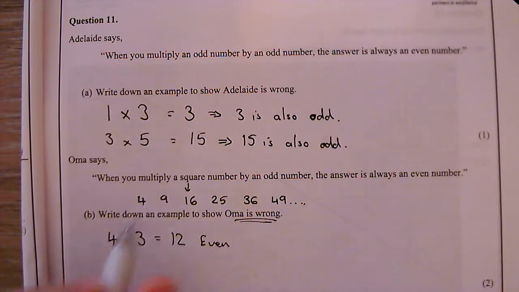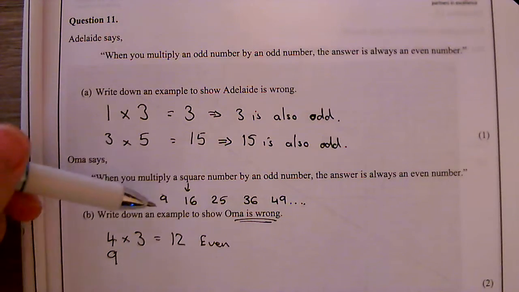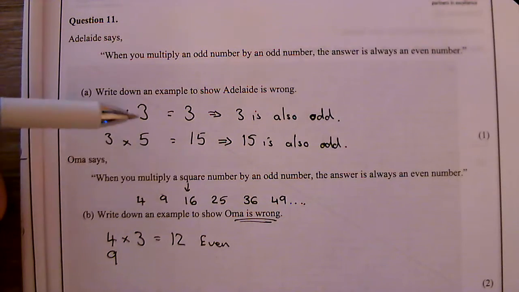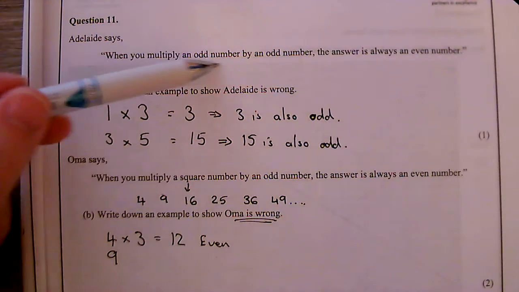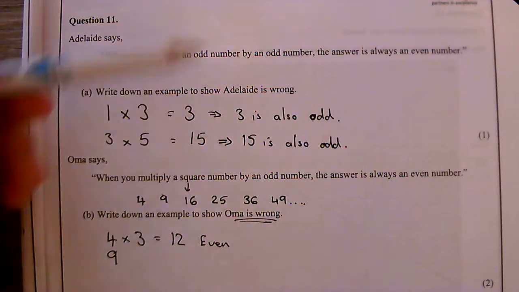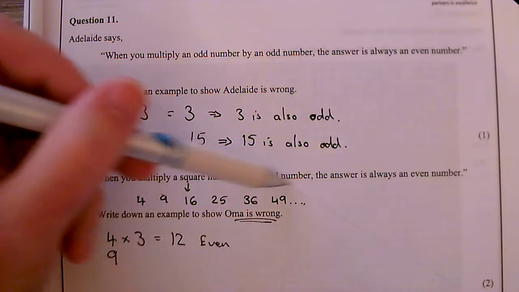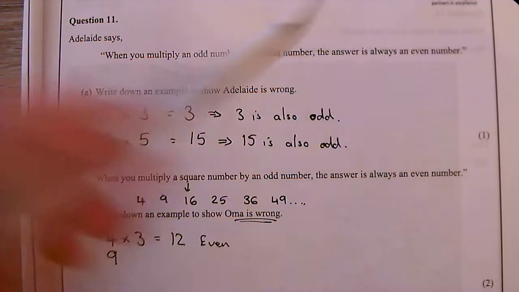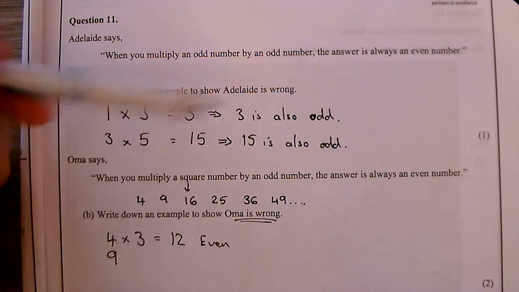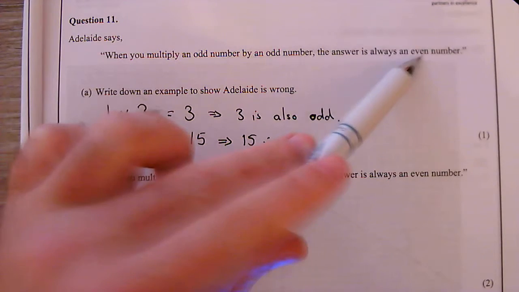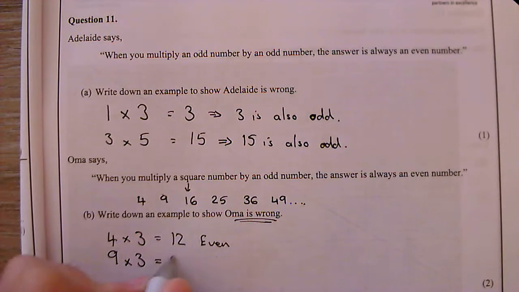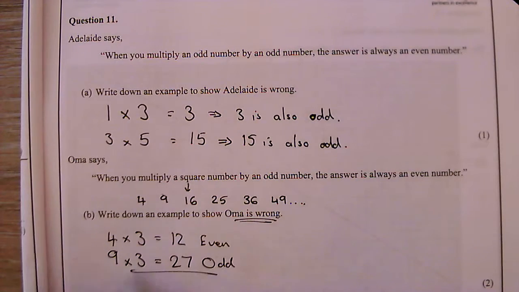So for example 9. Well, I can use the information I've used above to help me here in the fact that 9 is an odd number, and I'm going to multiply it by an odd number. So an odd times an odd, well, we've proved that an odd times an odd doesn't always give an even number. So I'm going to do 9 times by 3, which is 27. That is an odd number.